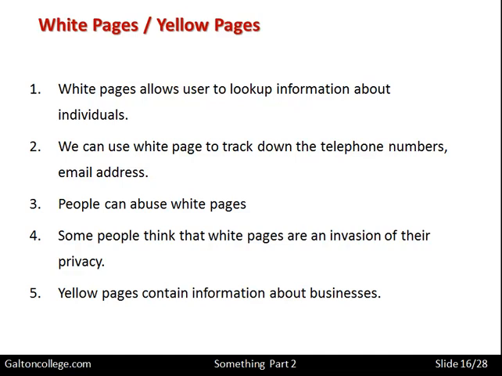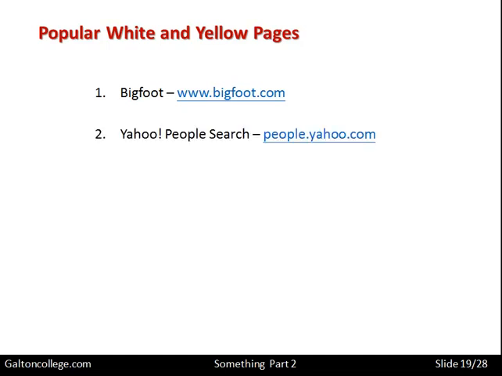But Yellow Pages, moving away from the white pages, Yellow Pages contains information about businesses. The type of products or the location of the business, the telephone number, the email address, contacts, and so on. So Yellow Pages may bring back information about businesses. Here we could look at Bigfoot, which is a form of Yellow Pages.